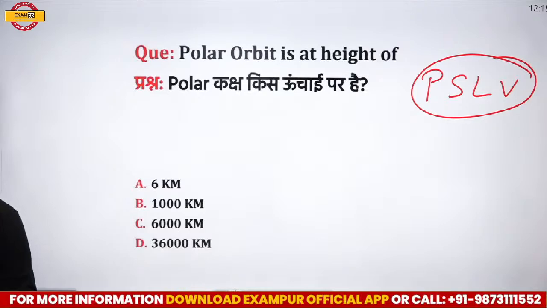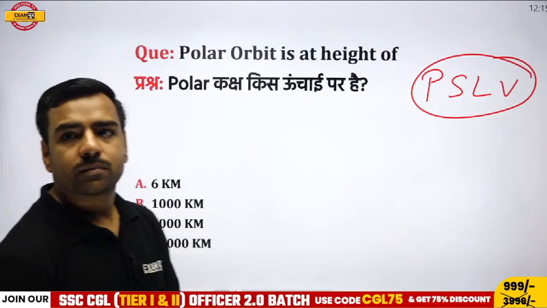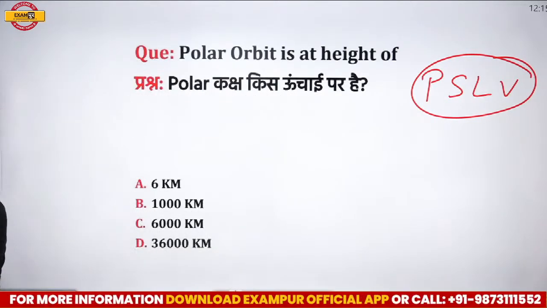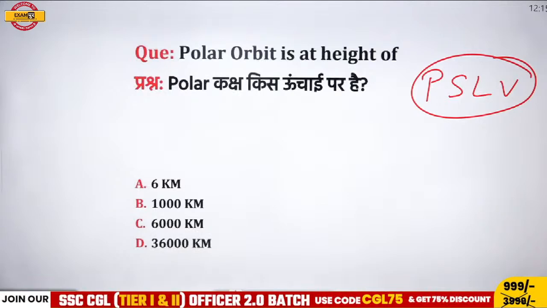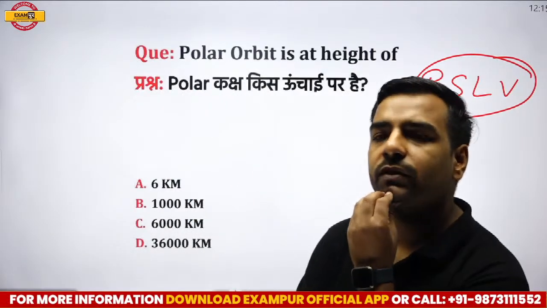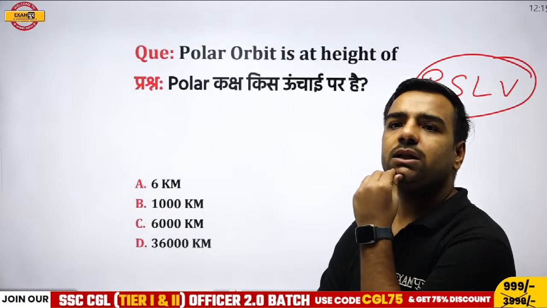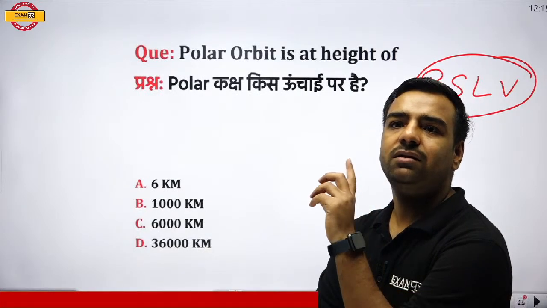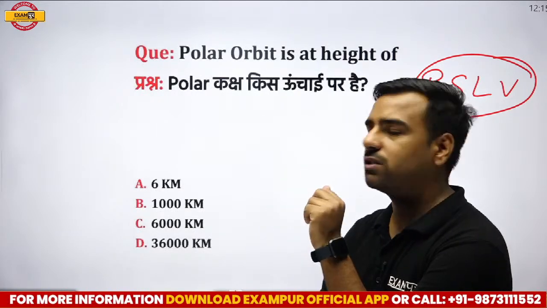Vikram, Abhijit, Gobinath is going with D. That is 36,000. Gobinath is with D. Others. Akleshwar is going with B. Vikram is saying 1,000 kilometer. Okay. Vikram is also going with 1,000. Then Abhijit is with B. That is 1,000. Then Gobinath is with D. Akleshwar is with B. Okay.